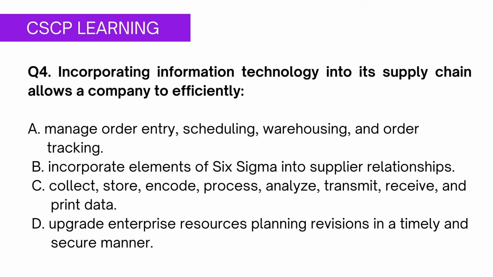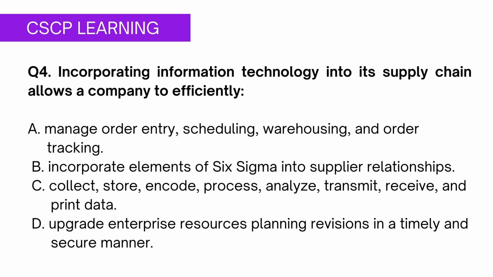Actually, this option is talking about specific benefits related to order entry, scheduling, warehousing, and order tracking only. Whereas incorporating information technology in a supply chain does not limit its use to these specific functions only. There are far more uses of information technology in a supply chain. For example, you can use information technology in a supply chain for transportation, forecasting, production, or inventory management function. Therefore, this is not the right answer.